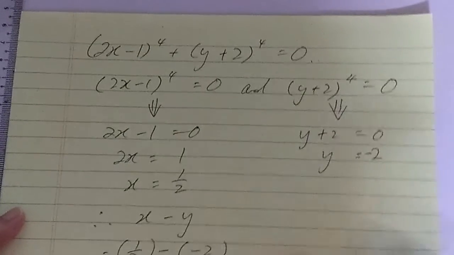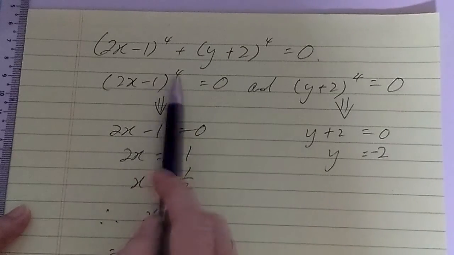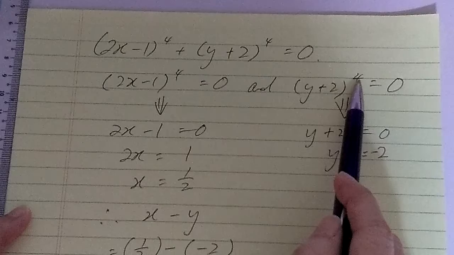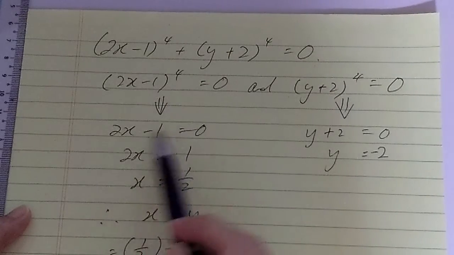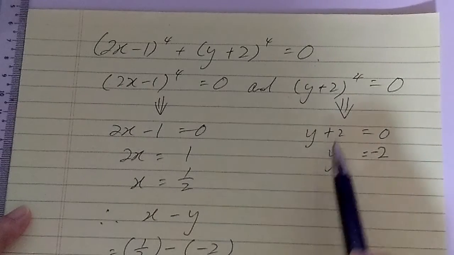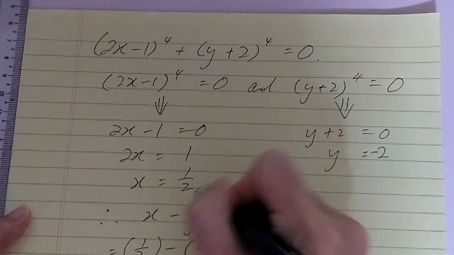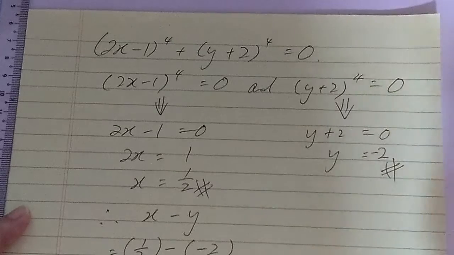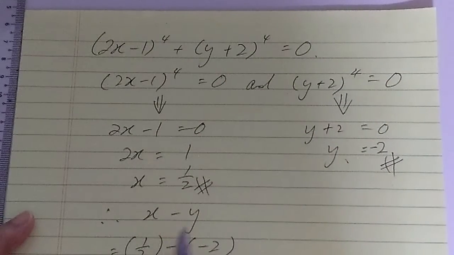So if both are 0, then (2x² − 1)⁴ is 0 and (y + 2)⁴ is 0. So we know that 2x² − 1 will be 0, so x² will be a half. For the other one, y + 2 equals 0, so y will be minus 2. So we have found our x and y. Now the question is asking, what is x − y?